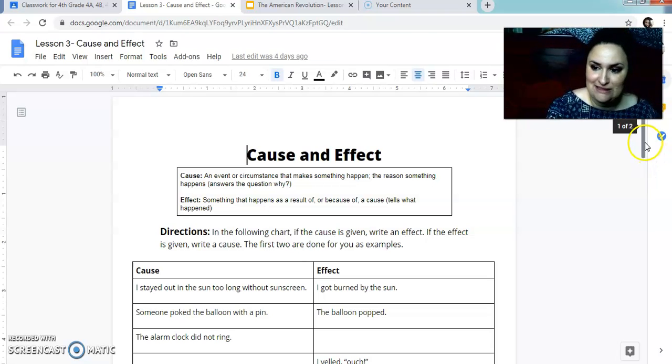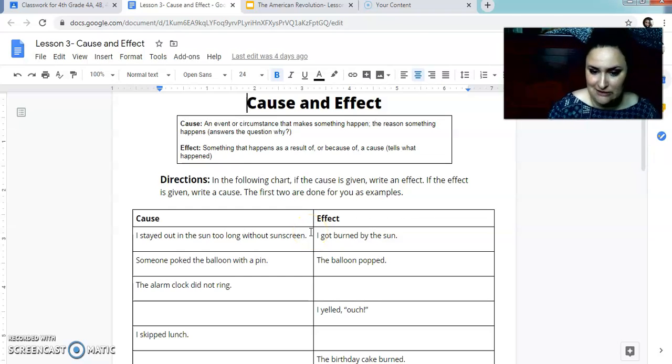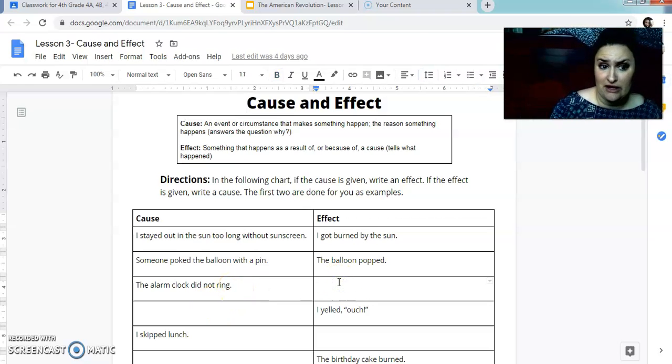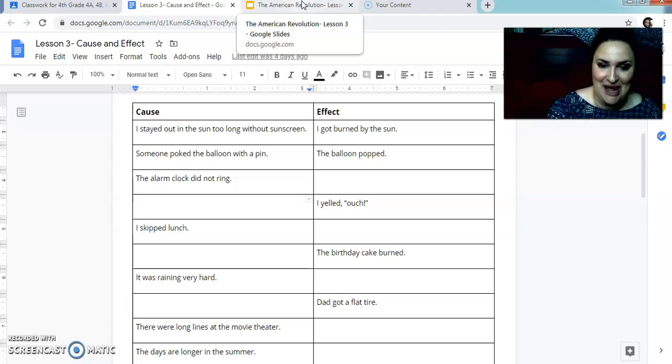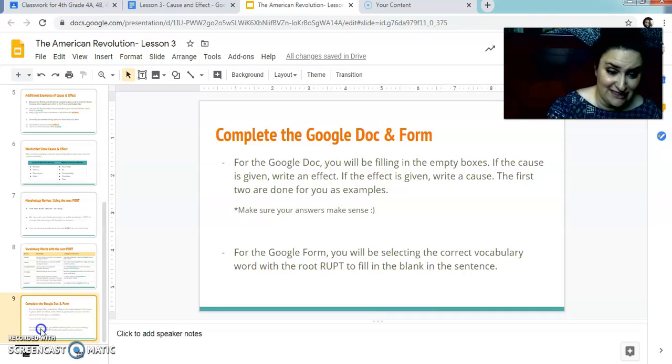The next one, someone poked the balloon with a pin. The balloon popped. Why did it pop? The cause was someone poked the balloon with a pin. For each of these pairs, you'll be given either the cause or the effect. In this one, it says the alarm clock did not ring. You are going to create an effect: what happened because the alarm clock did not ring? The next one is an effect. It says, I yelled ouch. You're going to create whatever the cause was. What would cause you to yell ouch? The only requirement is that it has to make sense, like it's actually something that would cause something else to happen. So make sure it makes logical sense, and you can use mine as examples to help you.